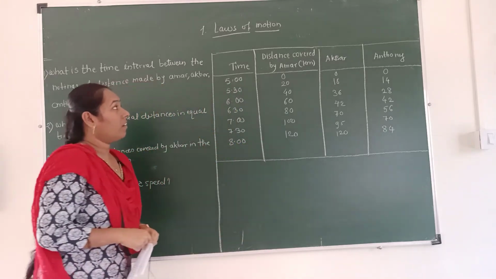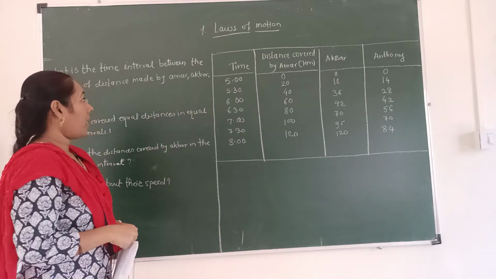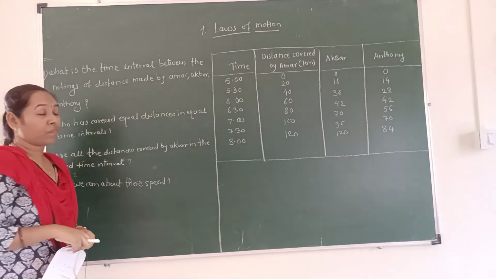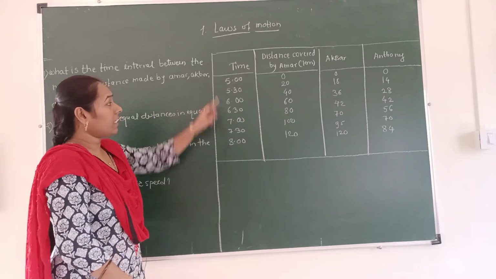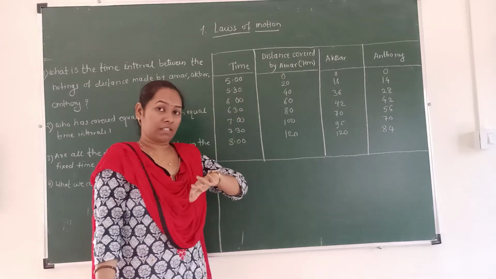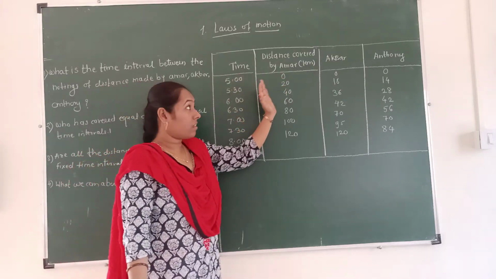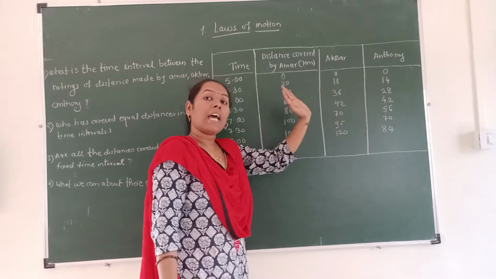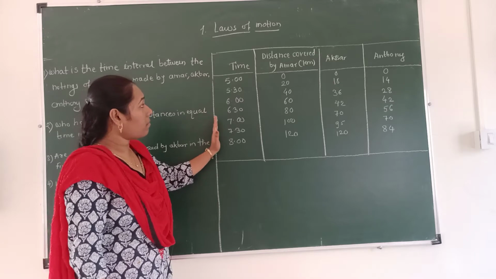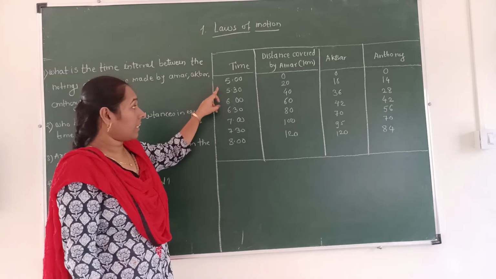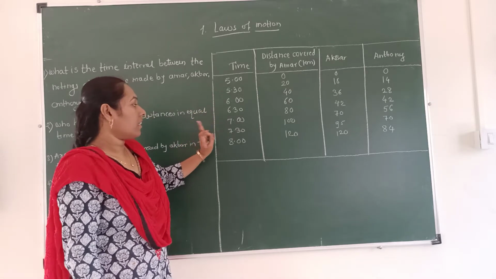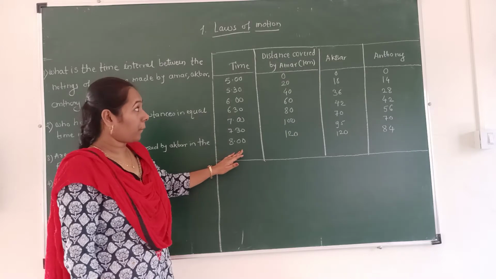Here is a chart for you, and based on that chart there are four questions for you. Here is the time, and here is the distance covered by three persons. The first one is Amar, the second one is Akbar, and the third one is Anthony. The time is 5 o'clock, then 5:30, then 6, then 6:30, then 7, then 7:30, and then 8.